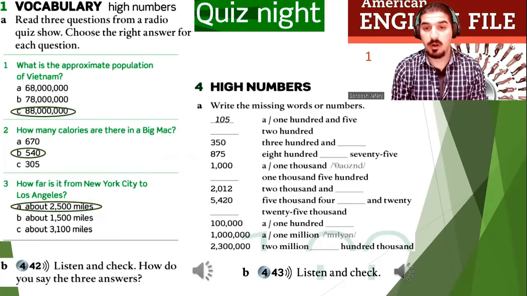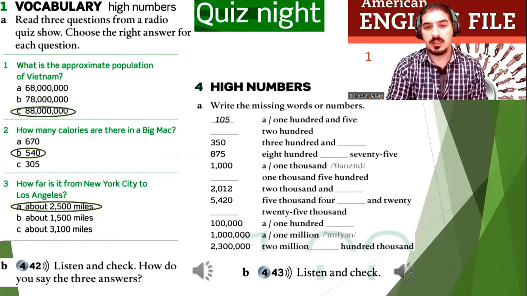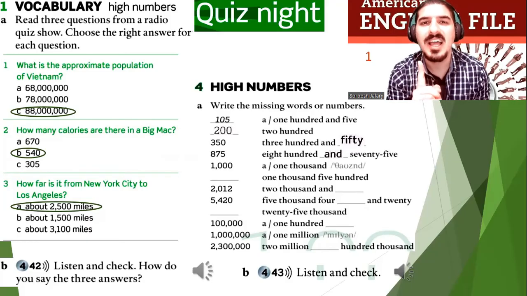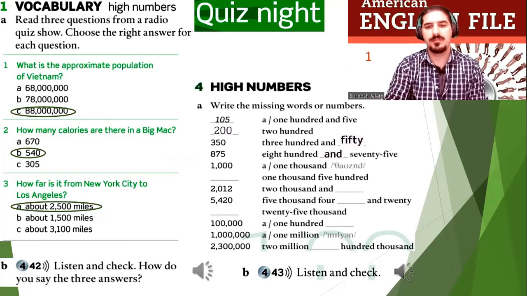Okay, impressive work. Now, let's complete the answers. 105, 200, 350, 875, 1,000. Now everybody look. 1,000. Teeth, tongue. 1,000, right?